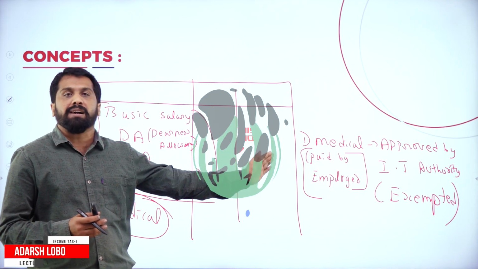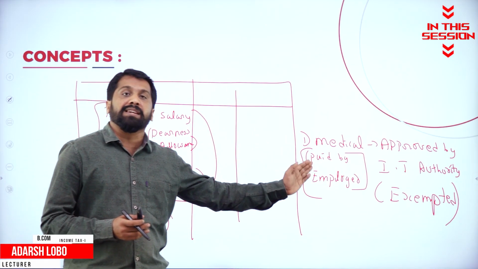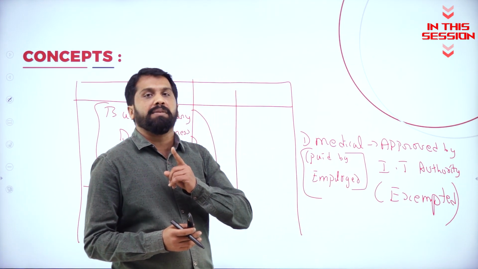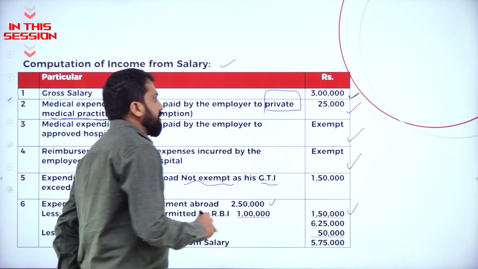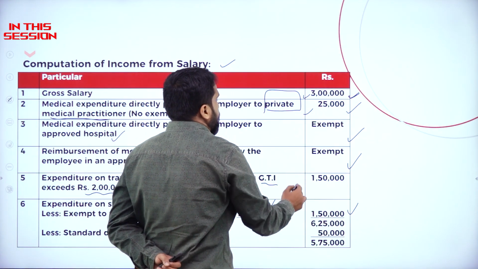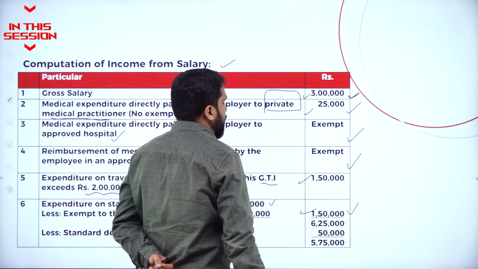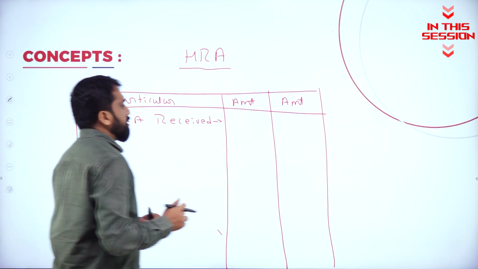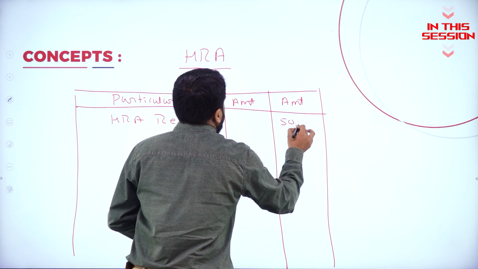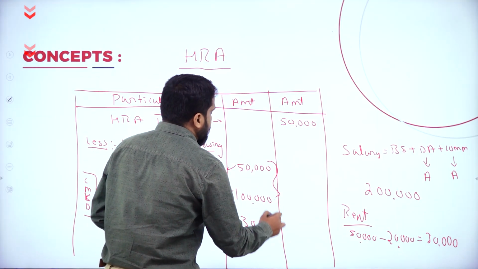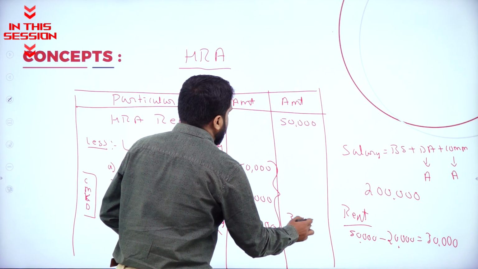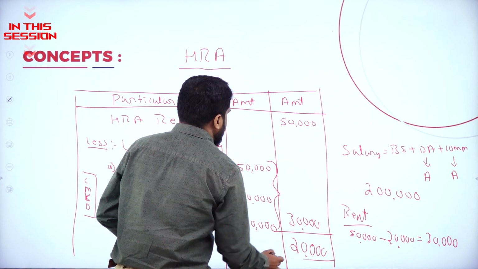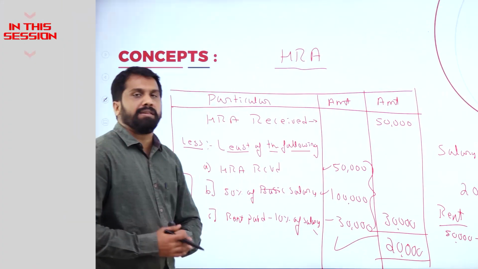Whatever reimbursement or payment you have received for medical, that is completely exempted. Clear? Yeah, this is point number 1. Add everything: 3 lakh plus 25 plus 1 lakh 50 plus 1 lakh 50. HRA received. Just assume that you have received HRA of rupees 50,000. Out of these three, 30,000 will go to the outer column. 50 minus 30, this 20,000 is taxable.